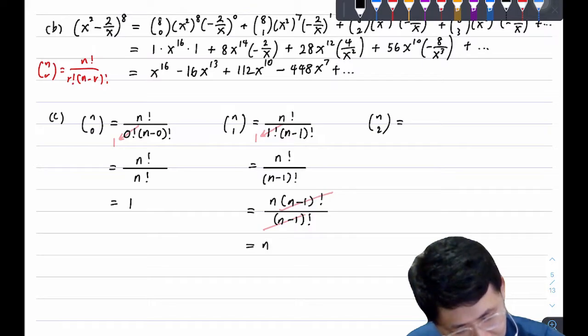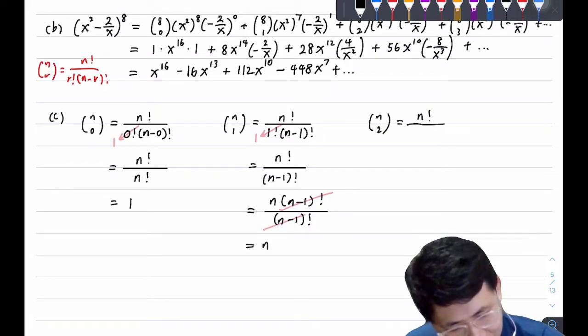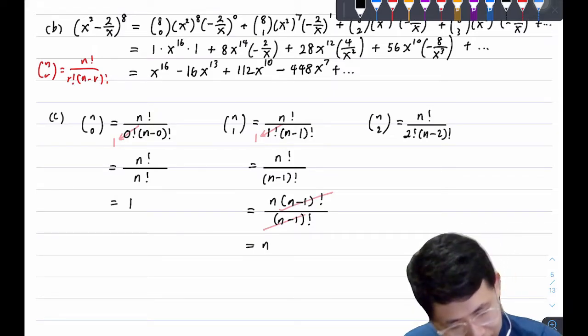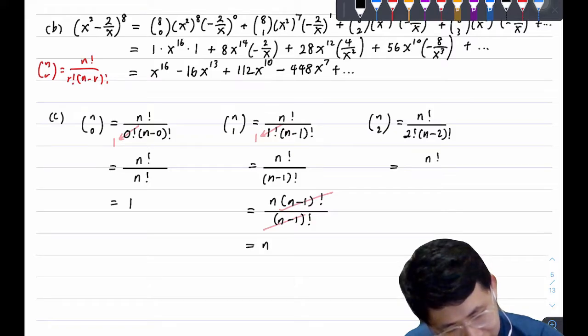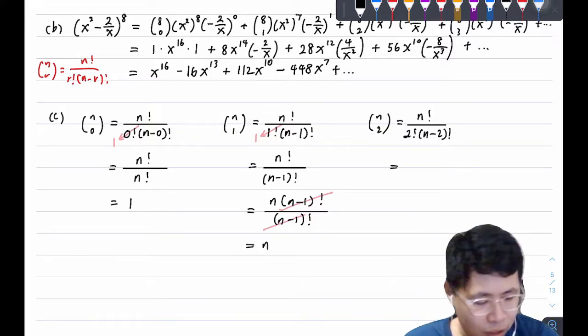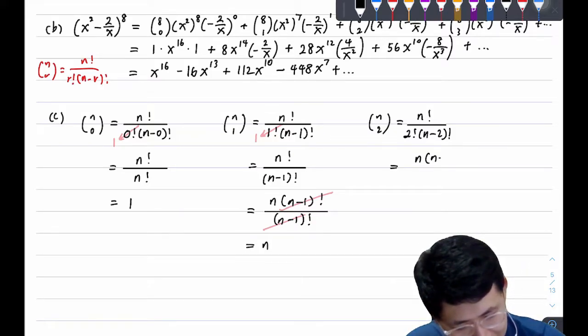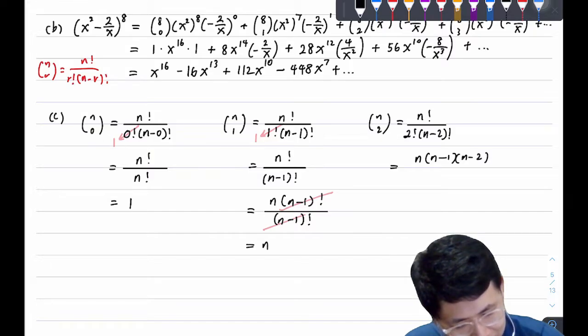Let's take a look at n choose 2. What is n choose 2 over here? This would be n factorial on top over r factorial and n minus r factorial. So we have some work to do. We have an n minus 1 on top. Let me write this as n times n minus 1 times n minus 2 factorial.